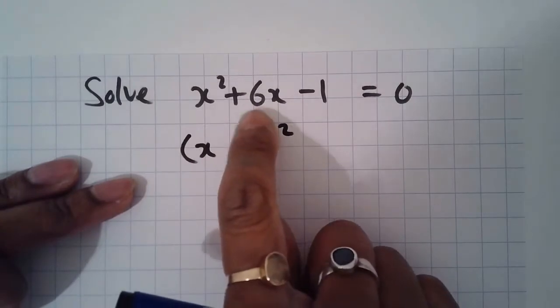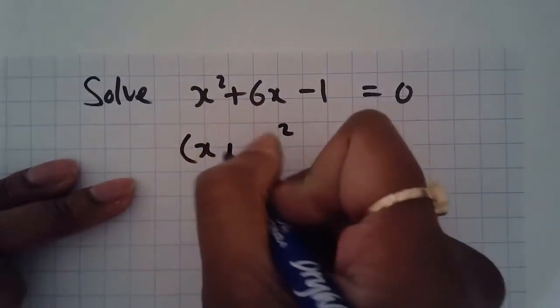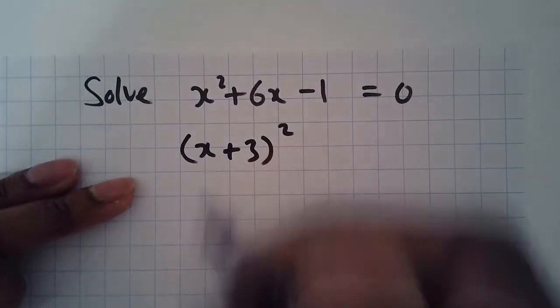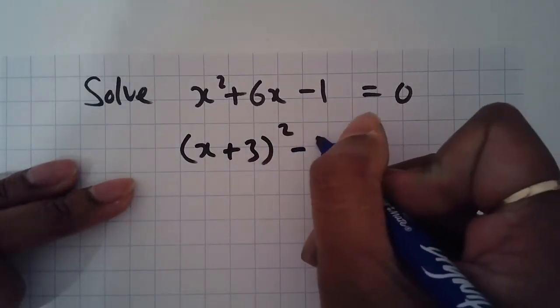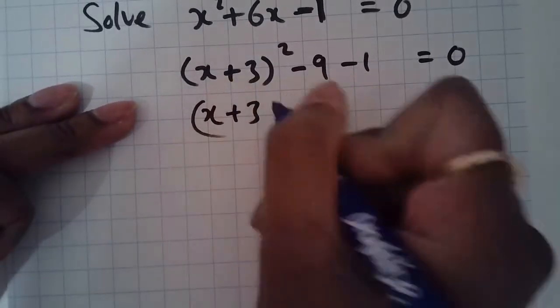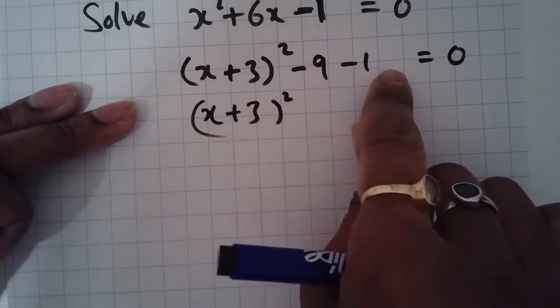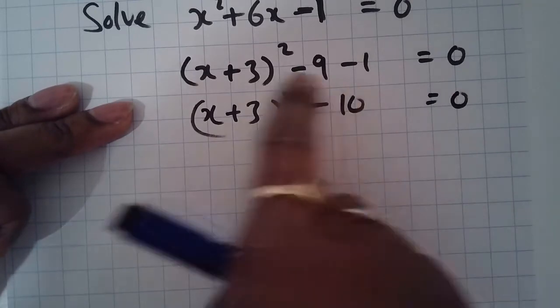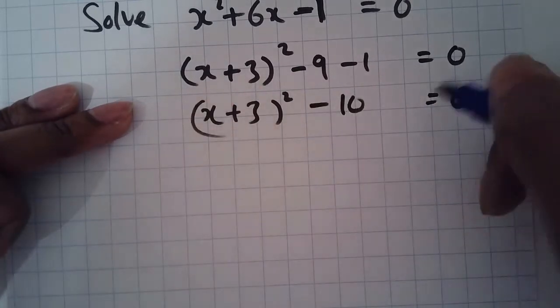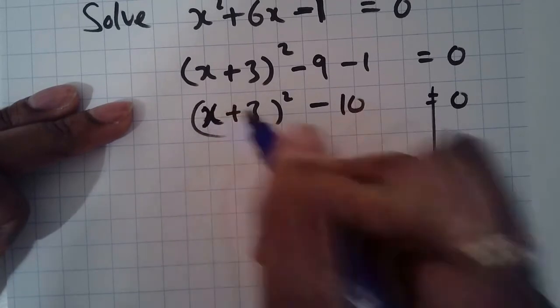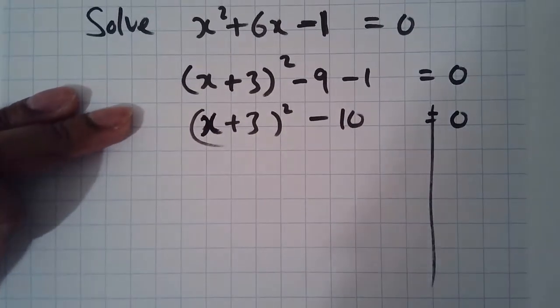Take the middle number, half of 6, positive 6 is positive 3. 3 squared is 9. So you take away 9. Don't forget the minus 1 over here. Simplify. Negative 9 take away 1 is negative 10. Now I've completed the square, but I now need to solve it to get x on its own. In other words, make x the subject of the formula.